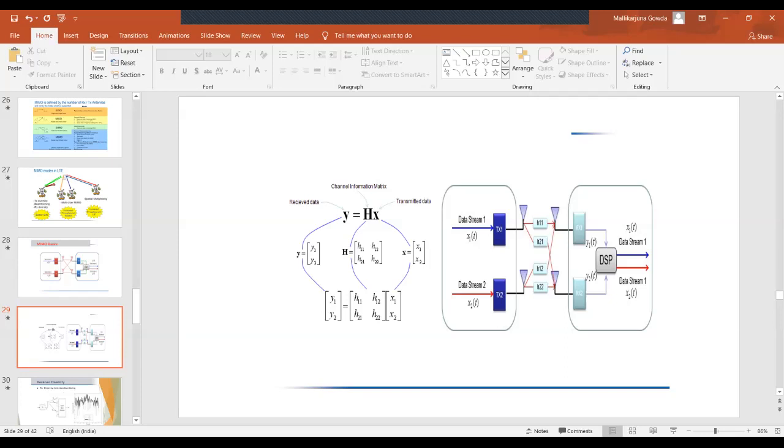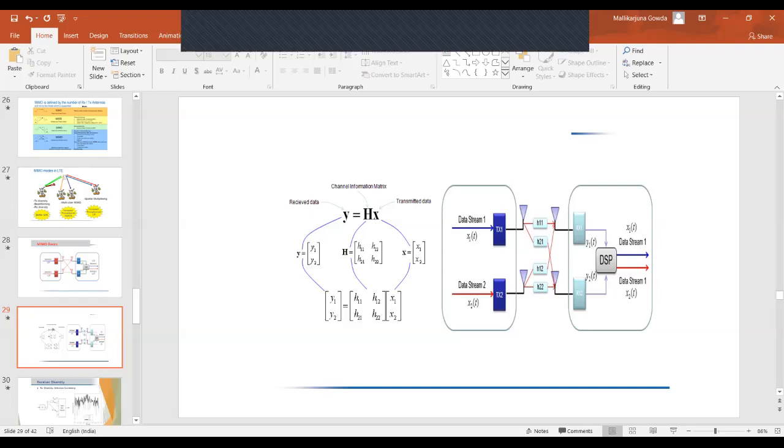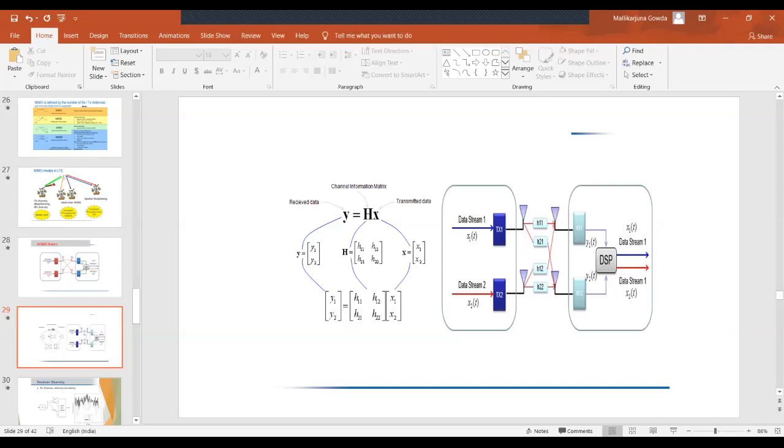I think you can note down this. This is very much as per your syllabus. Plus N always will be there. There is a noise, what we call additive white Gaussian noise. I hope it is clear now. Is it visible? Is the clarity there?